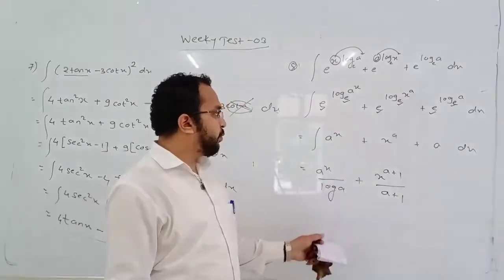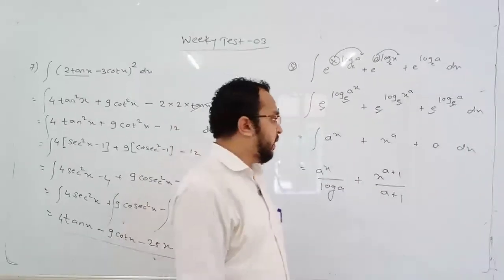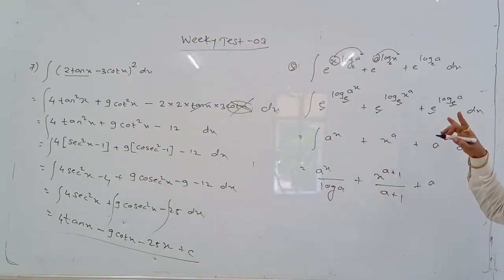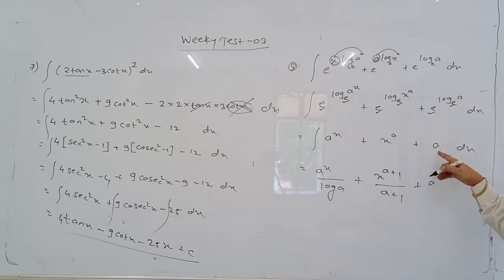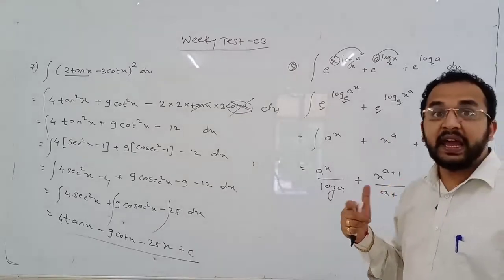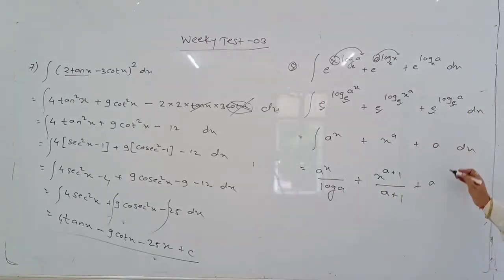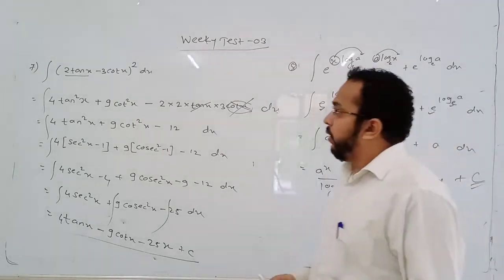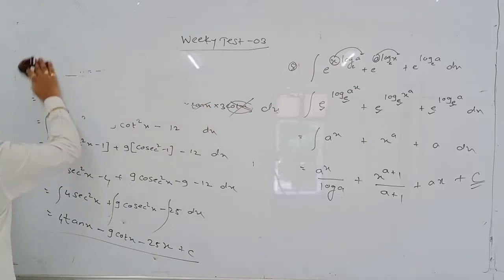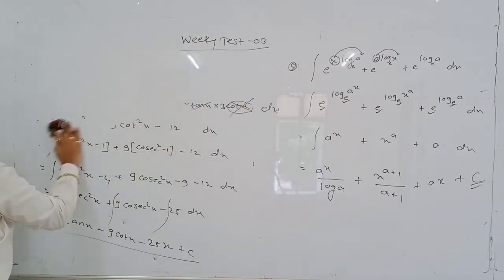So this is an exponential function. This is a polynomial function. And now here it is a constant. So constant integration in the first question, the first question of this test. What is the integration of 4? 4x. What is the integration of 9? 9x. What is the integration of a? Ax plus c. Don't forget this. So this is question number 8. Now we'll see question number 9.